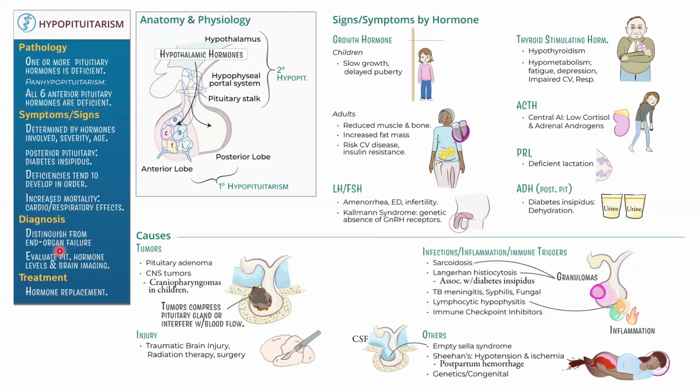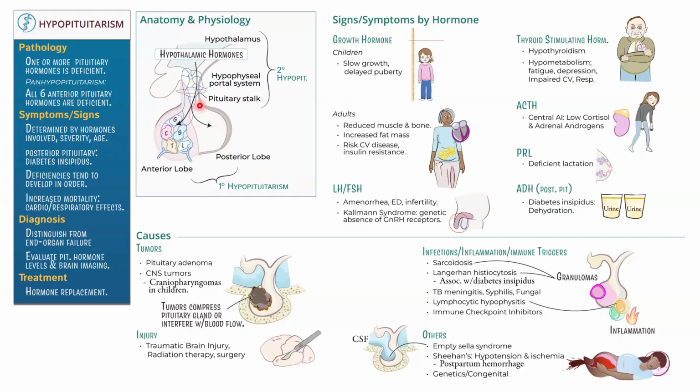So what are some of the symptoms that we'll have? Just to remind us, the hypothalamic hormones are 2. You'll have antidiuretic hormone, that is actually stored by the posterior pituitary. You have antidiuretic hormone and oxytocin.